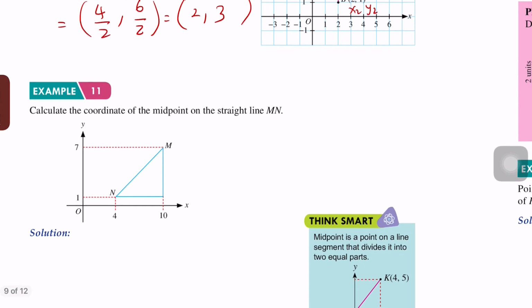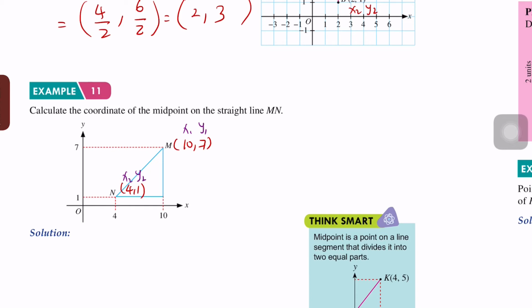Okay, next example 11. Calculate the coordinate of the midpoint on the straight line MN. Now kita kena cari dulu coordinate bagi each point. So M, the coordinate is 10, 7, and then N is 4, 1. Betul? So labelkan x1, y1, x2, y2. Please label, okay? Jangan malas.